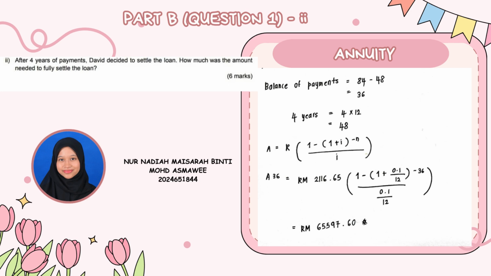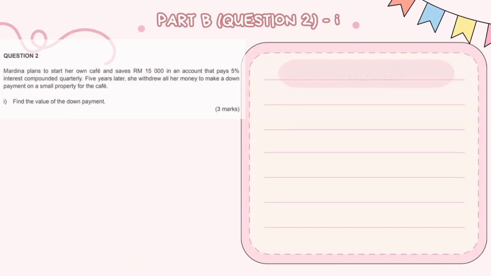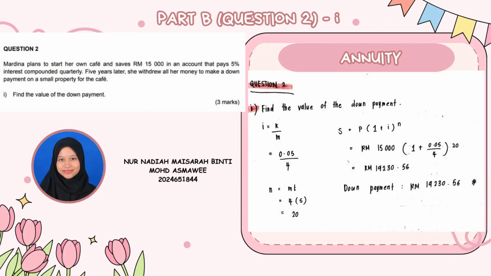Second question. After 4 years of payment, David decided to settle the loan. How much was the amount needed to fully settle the loan? So first, we need to calculate the balance of payments. 84 minus 48 equals 36. Then we use the present value formula. So we got RM65,597.60.